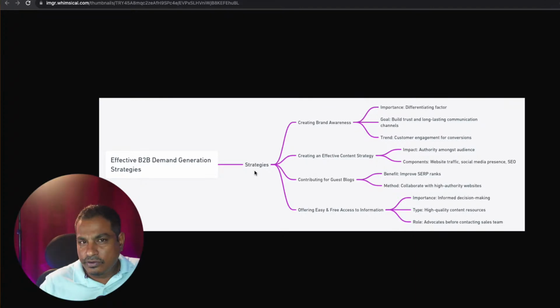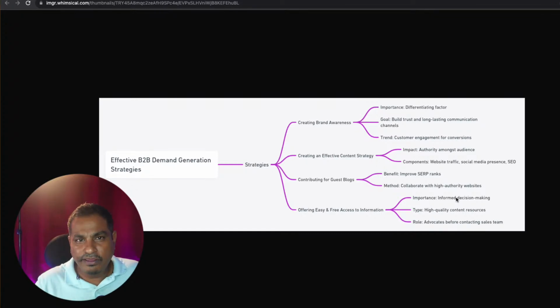But this is just an outline, right? When you look at typical strategies that you should execute on a daily basis, what would they look like is what my next screen will talk to you about. In the meantime, let's look at what this offering is talking about. Informed decision making, high quality content resources, advocates before contacting sales team. Now, these are references, these could be free resources that you have made for people. Now, these could be giveaways that you have made.